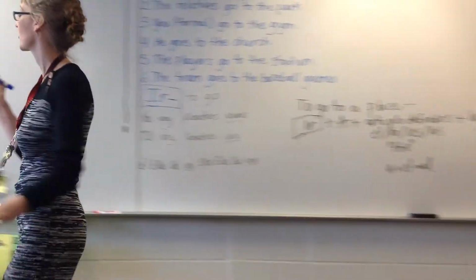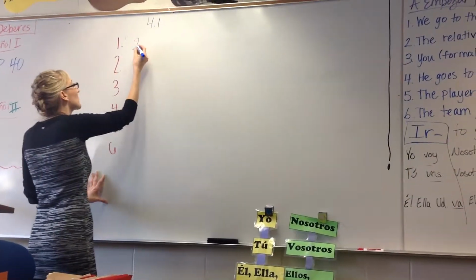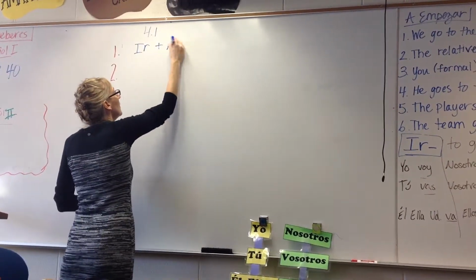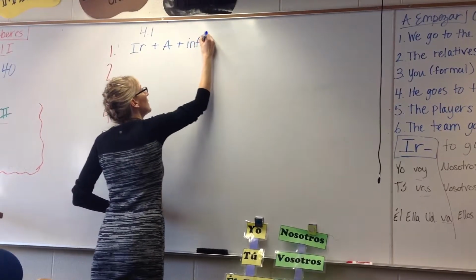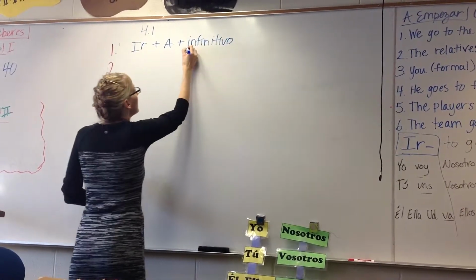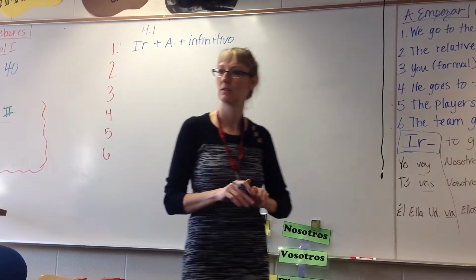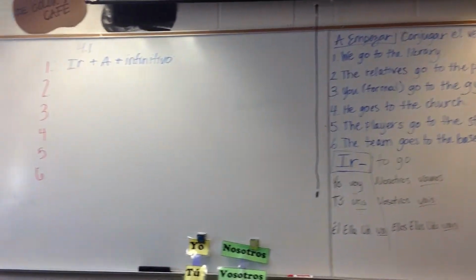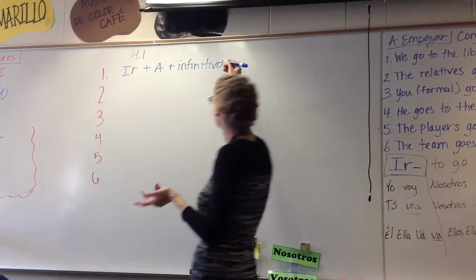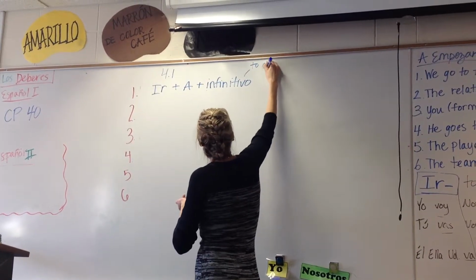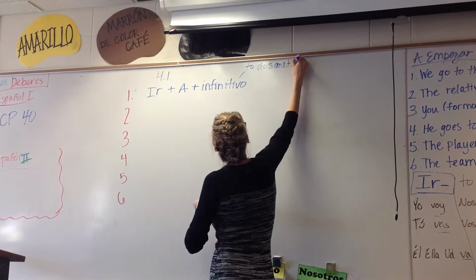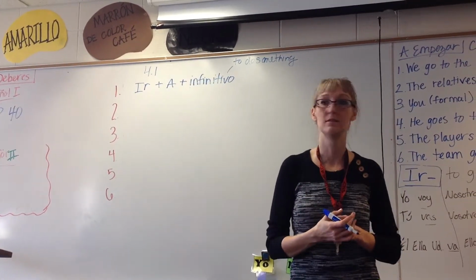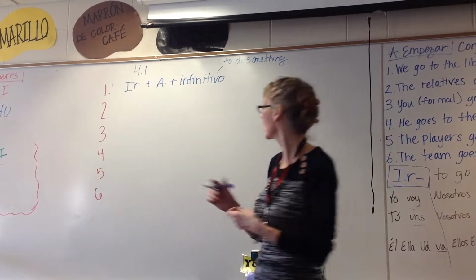The second formula that you're going to need is ir plus a plus an infinitivo. Okay, what is an infinitivo? A verb. It's the original, root form of the verb. And infinitives always mean what? To do something. Okay? And which form are we going to conjugate? Ir. We're going to conjugate ir.